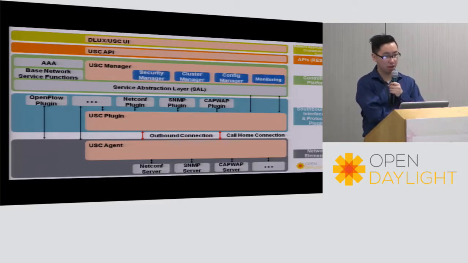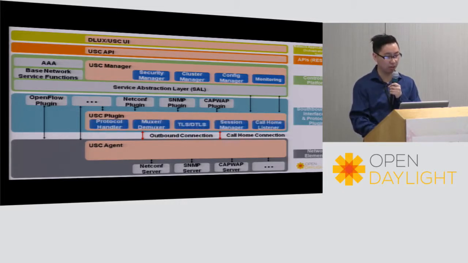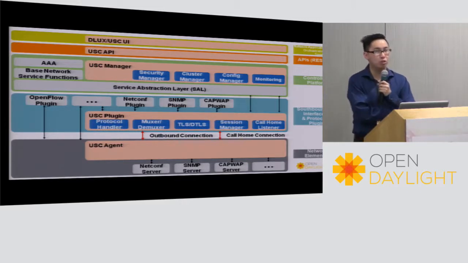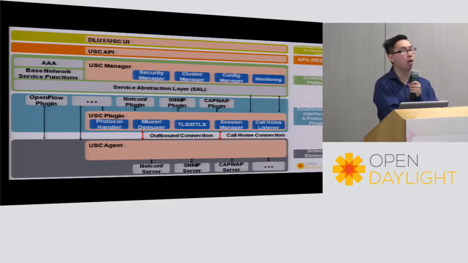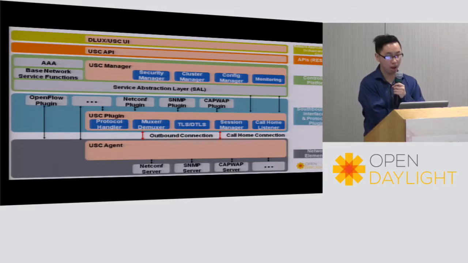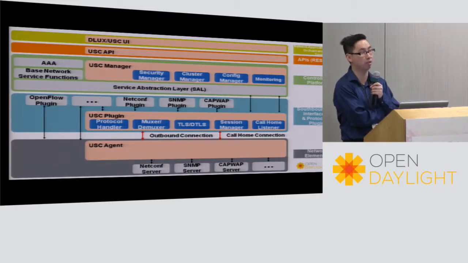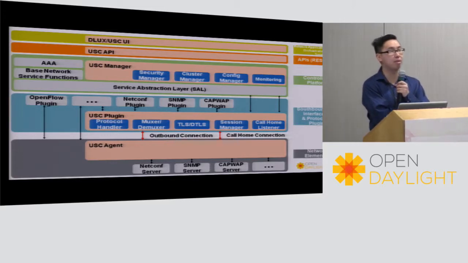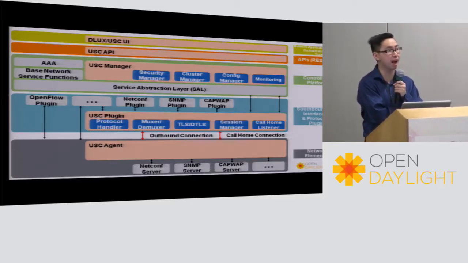So here's going over it again. USC manager has security, clustering, config, monitoring. USC plugin has the protocol handler, and the muxer demuxer we use to allow protocol multiplexing, which I'll be discussing momentarily. The USC plugin also has something called a call home listener. This is used for environments where you have your devices behind some sort of NAT or firewall, and you may need some sort of call home.